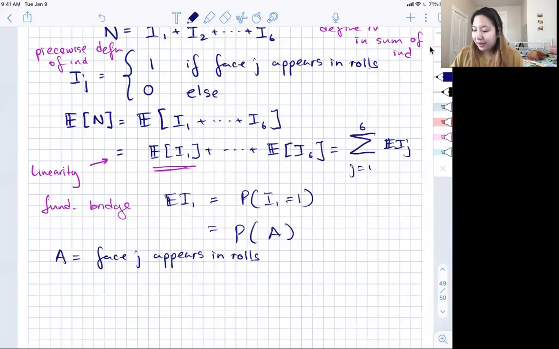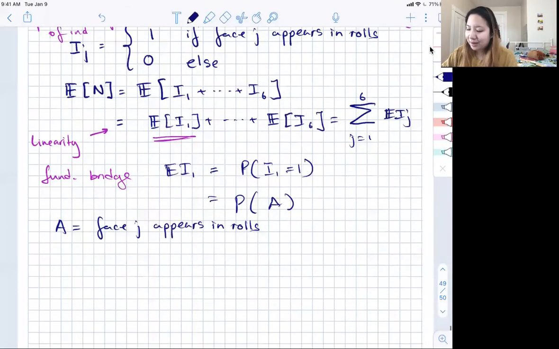So we're looking for the probability that face j appears in the rolls. So that could happen in many ways. We could have 5 of the dice have face j. We could have 20 of the dice have face j. I guess if we're doing it unordered, then it doesn't really matter the location. But as with most binomial-esque things, there are a lot of ways to get face j. So the way we want to compute this is 1 minus the probability of A complement, that face j doesn't appear in the roll. And we know how to compute that a lot better.